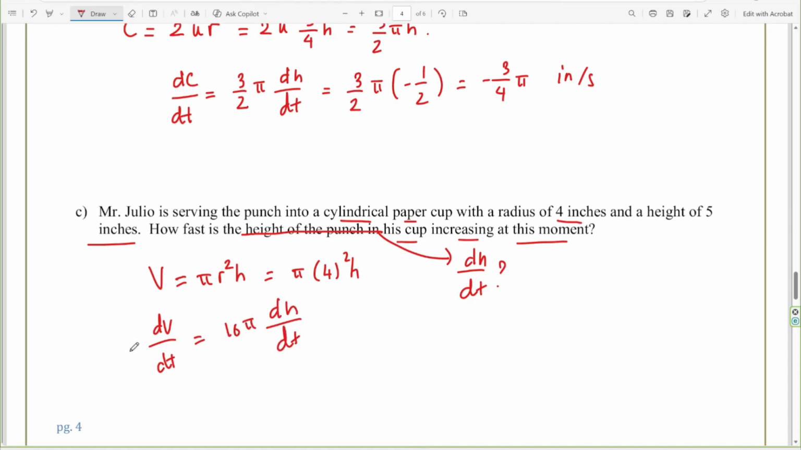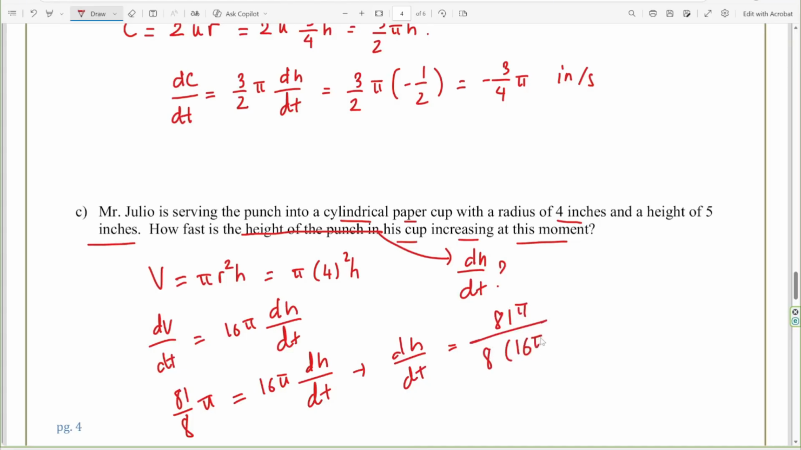Now remember, dV over dt is 81 over 8 pi, right? Equals 16 pi times dH over dt. Now dH over dt equals 81 pi divided by 8 times 16 pi right here, right? So pi and pi cancel out, right? And I have 81 divided by 128, right? And don't forget the unit is going to be inches per second, right?